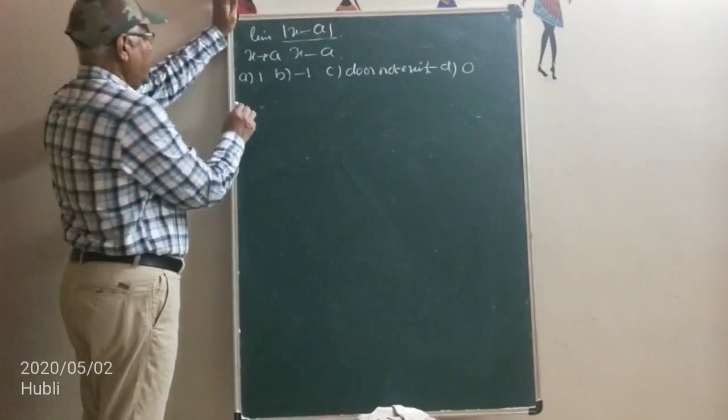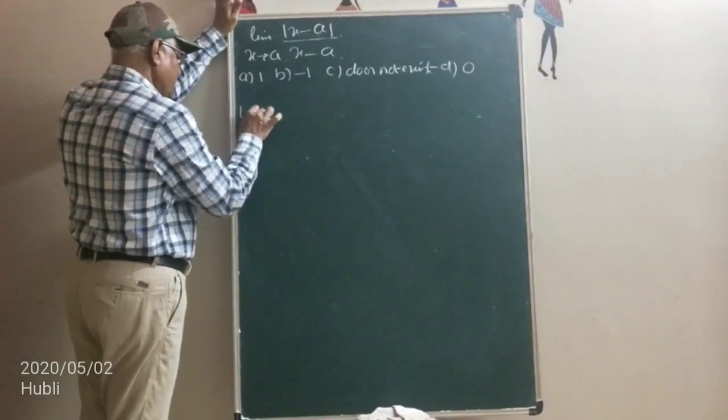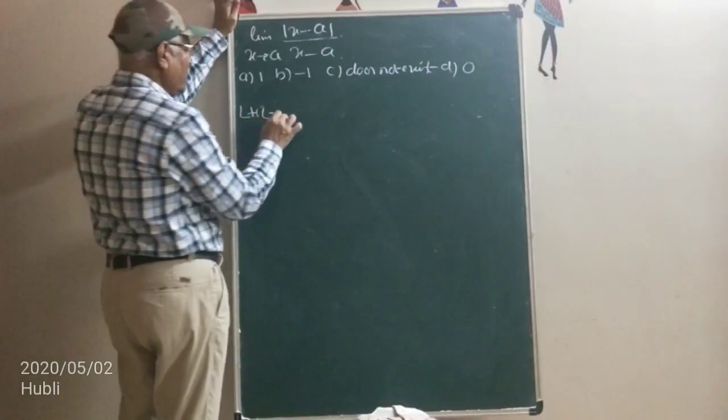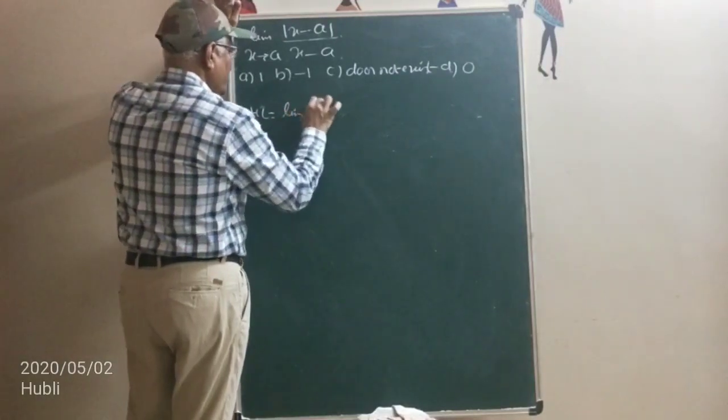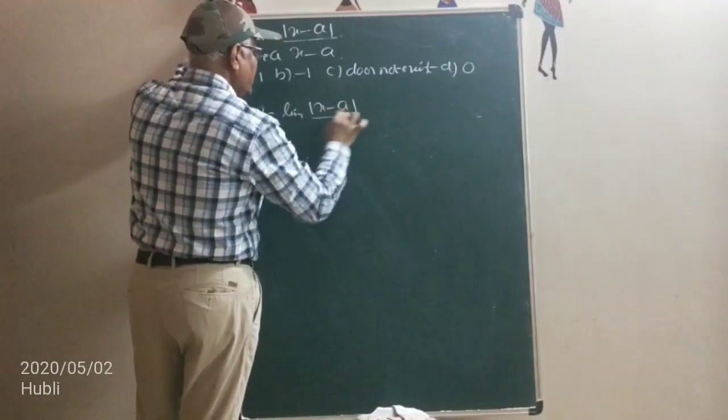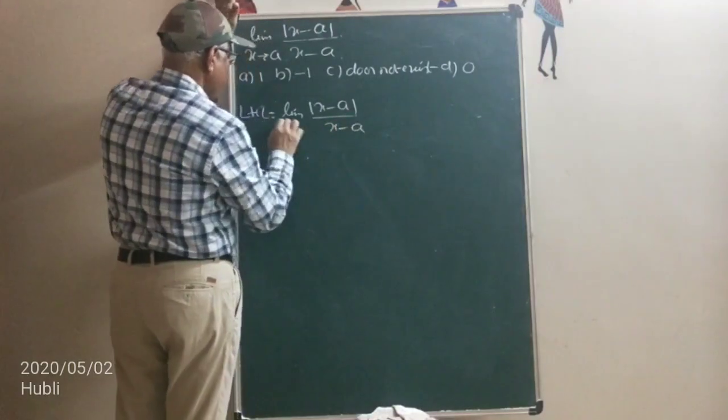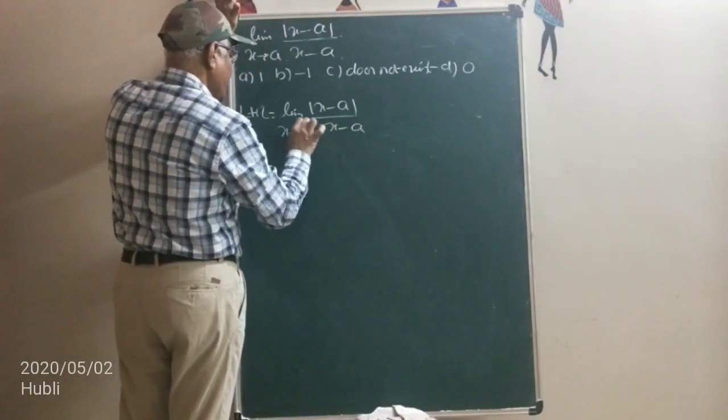Let us see now. LH, that is left hand limit, equal to limit of modulus of x minus a divided by x minus a, as x tends to a minus.